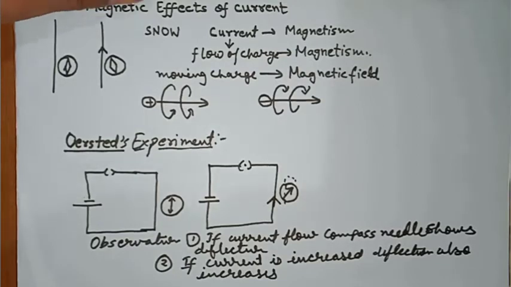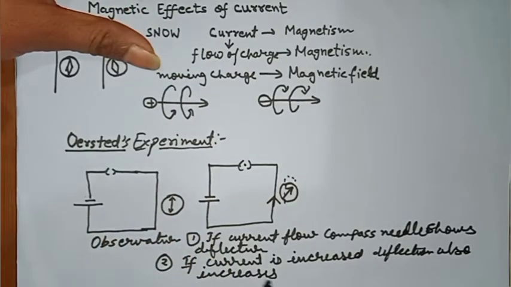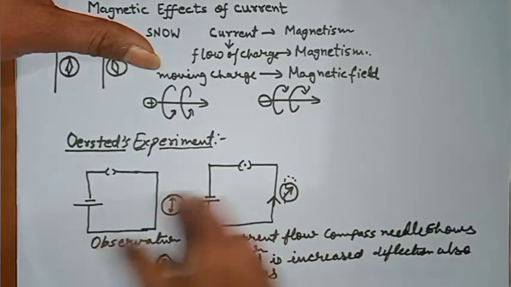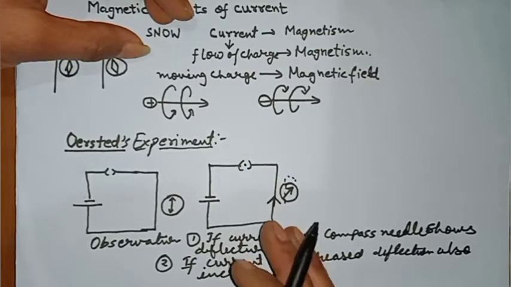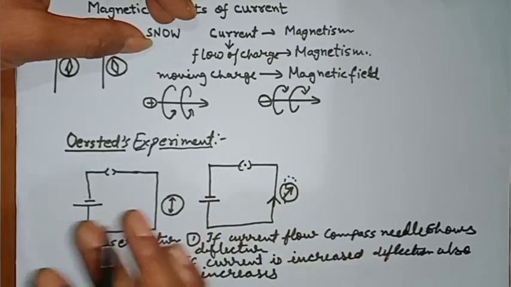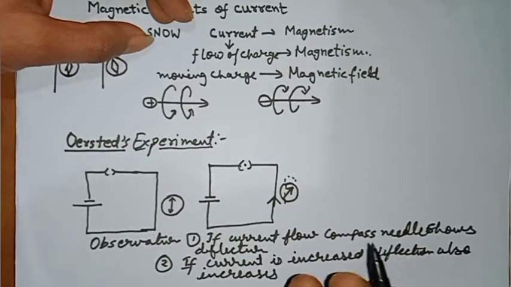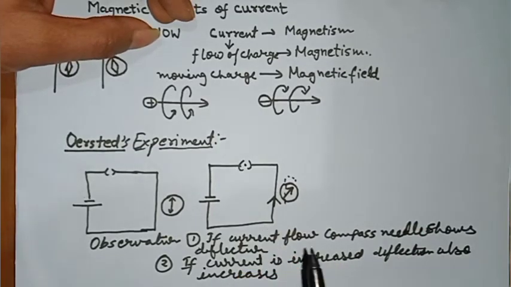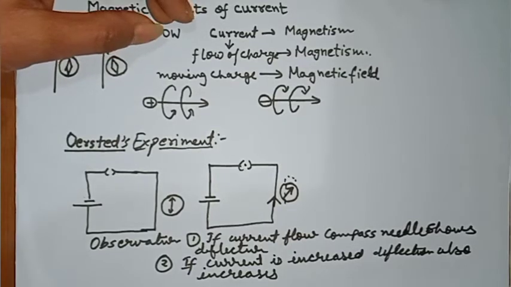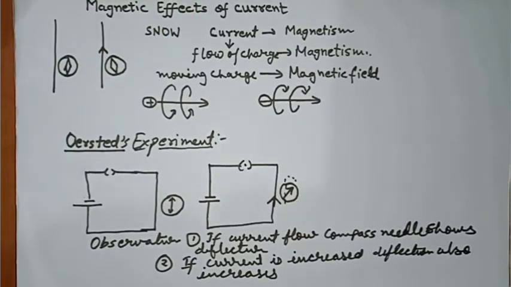Okay, we know about Oersted's experiment, and we have come to know about this entire scenario that current flows and it produces a magnetic field. So we are done with it. But what is the nature of the magnetic field produced by a current carrying wire? This is the big question. So for that we have a rule.